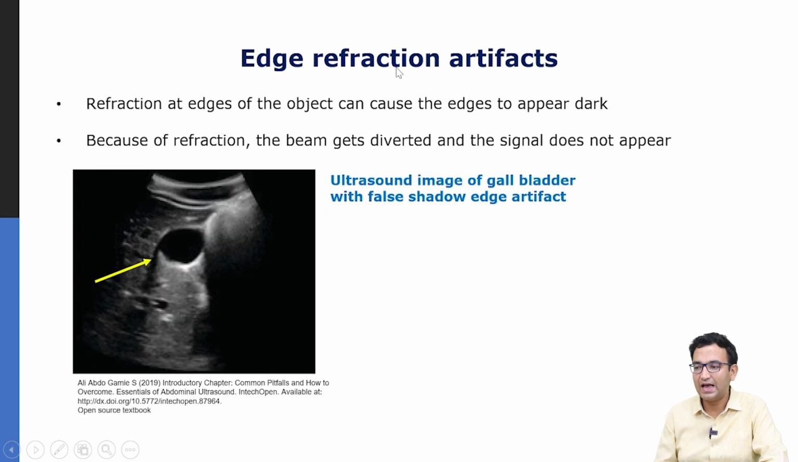We also discussed edge refraction artifacts. When the ultrasound passes through this edge, because of the acoustic impedance mismatch, unless the incidence is entirely normal, there will be refraction, and this refraction prevents the signal from reaching back to the transducer, and therefore these dark streaks are formed at the edges. So, clinicians are actually trained to interpret these artifacts and not to get tricked.